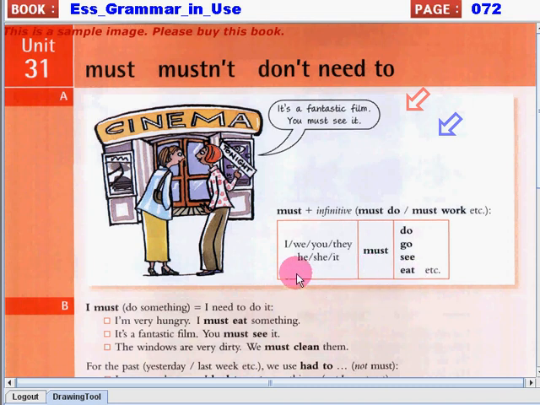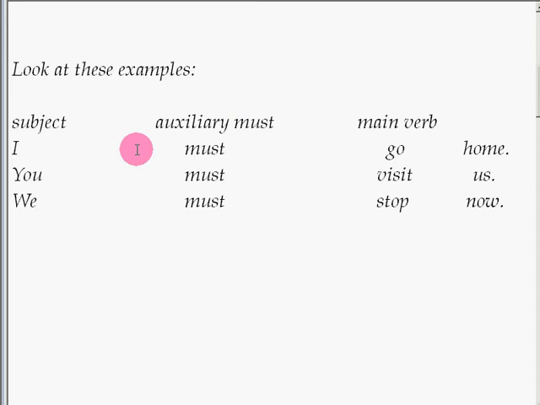Let's have some examples. I must do. We must go. You must see. They must eat. He must do. She must go. It must see. Okay? Let's read more examples. I must go home. As you can see, we have the subject I, and then must, and then our main verb. Same with the other examples. You must visit us. We must stop now.